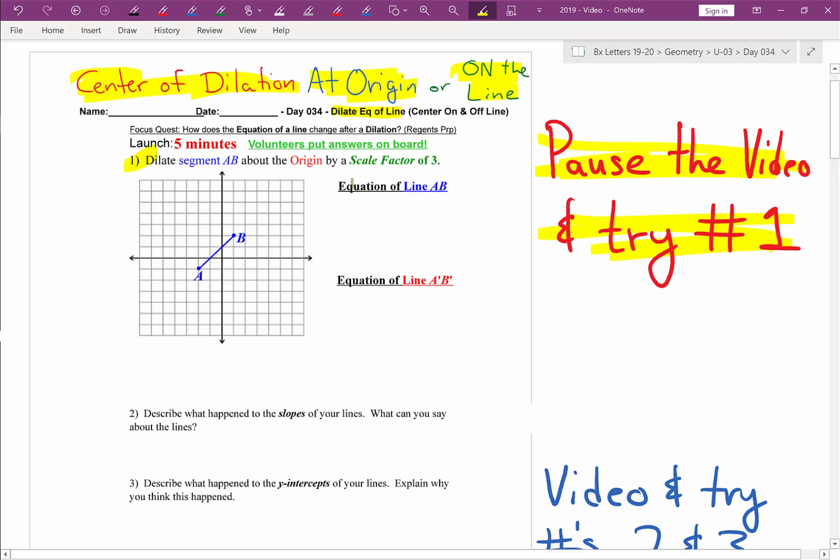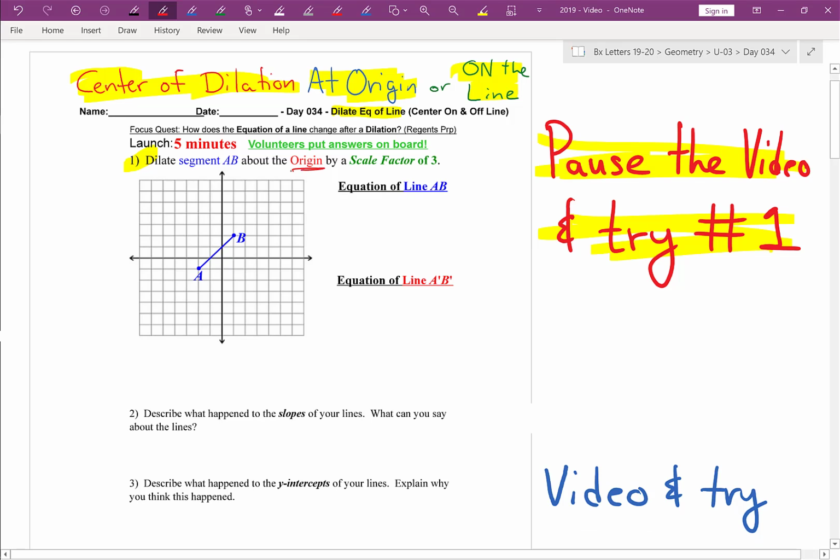This is it right there. Write the equation of the line, the image after you do that dilation. So pause the video, complete it. Welcome back. Now we will do this dilation.